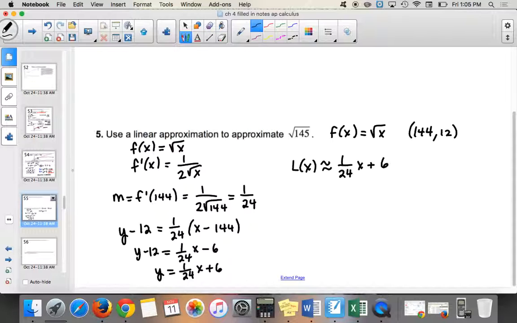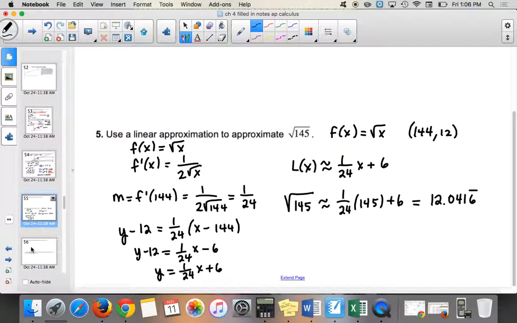So if I'm asked to find the square root of 145, I do 1 over 24 times 145 plus 6. And Grant, you said you have it? 12.0416 repeating. Okay, good. And if you find the actual answer, if you did the square root of 145 on your calculator, 12.04159, yep. So it's pretty close. You got it? Okay.